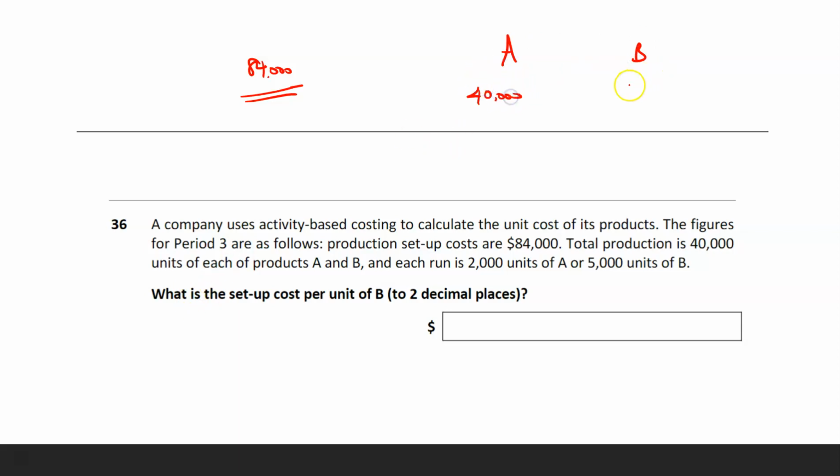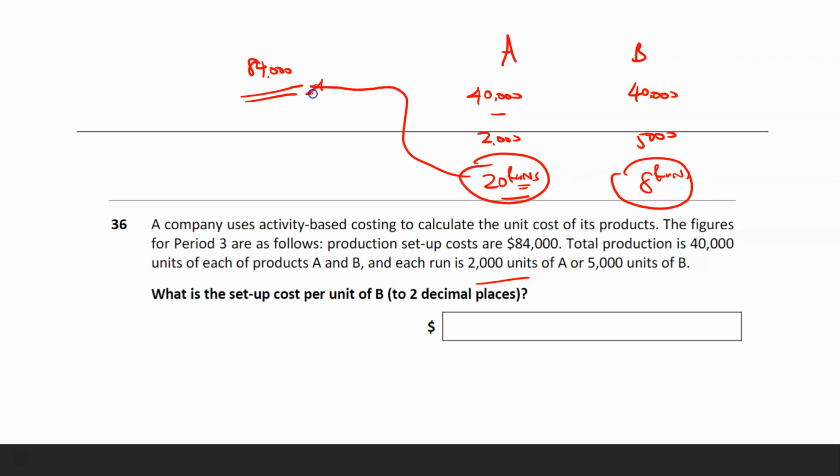So you have 40,000 units for A, 40,000 units for B, but they're done in runs. A has runs of 2,000 units. So in effect, we will have 20 runs, right? Because if you're having 2,000 units being made in each run, you're making 40,000. That means you need 20 runs to get the total there. And you have 5,000 units being made per batch or per run. So in effect, you would need 8 runs. So basically, all these runs cause this overhead cost of 84,000.